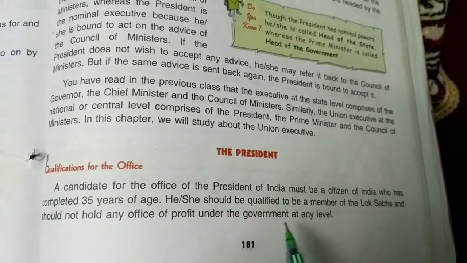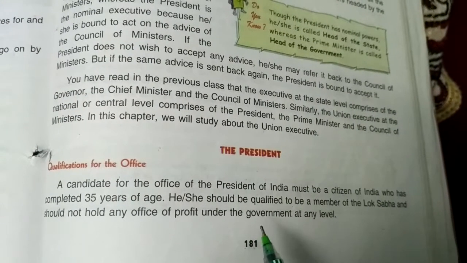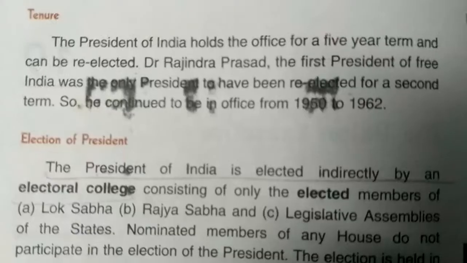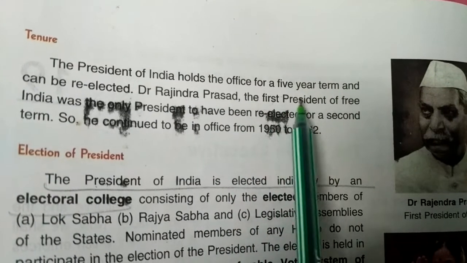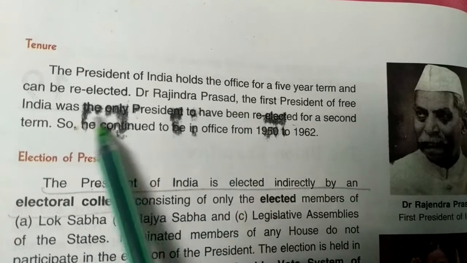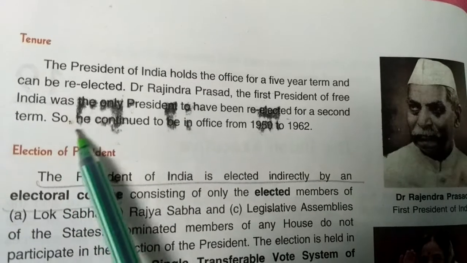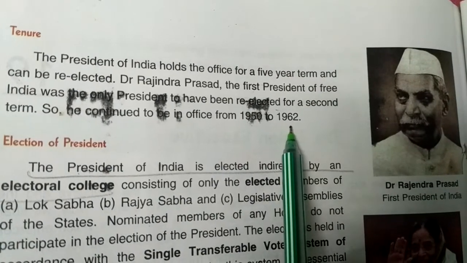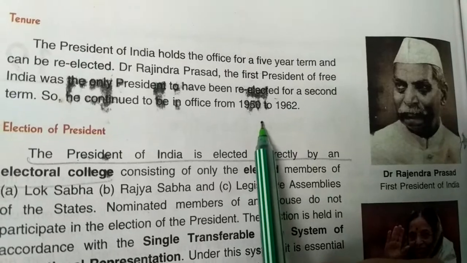Office of profit under the government means she should not be in any government job when she becomes president. Next, the tenure. The President of India holds office for a 5-year term and can be re-elected. Dr. Rajendra Prasad, the first President of Free India, was the only president to have been re-elected for a second term, and so he continued in office from 1950 to 1962, for 12 years.